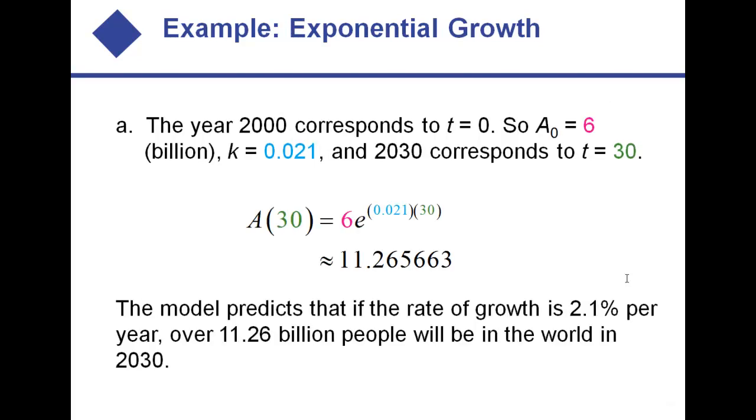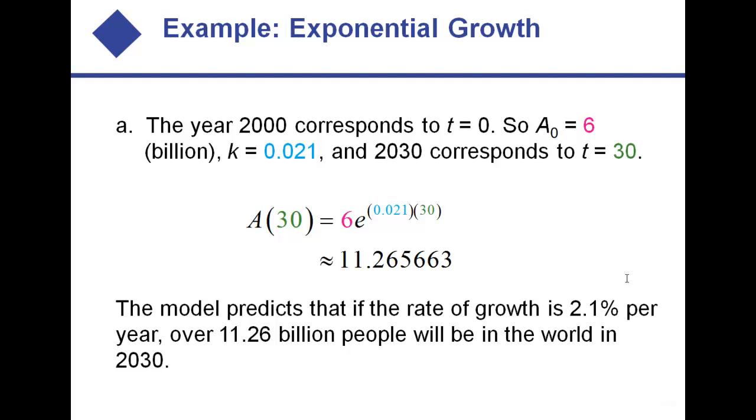Well, the year 2000 is going to correspond to when we started, so that's time equals 0. And instead of dealing with big numbers, instead of having all those zeros, we're just going to let a sub 0 equal 6, and we're just going to know that it's in billions of people. So 6 equals 6 billion. K is our growth rate, or rate of decay. In this case, it's a growth rate, and they told us it was 2.1%, so we write it as a decimal.